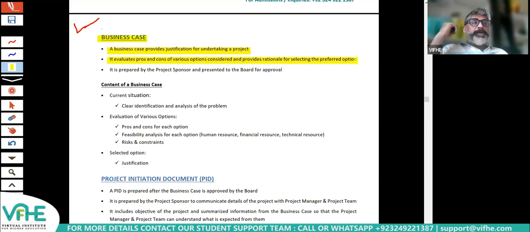One option was that we implement SAP. The other option was we implement Oracle Financials. And the third option was we implement a system called Premia. These are the three options. So how do we decide which one we should go for? Any idea? There are three possible softwares available. How do we decide which one to go for?